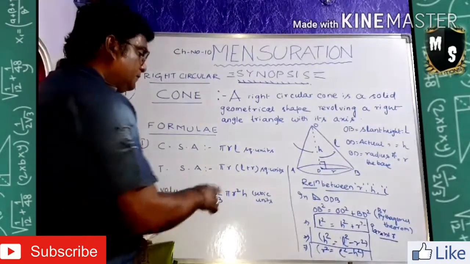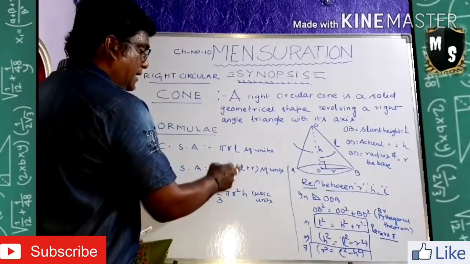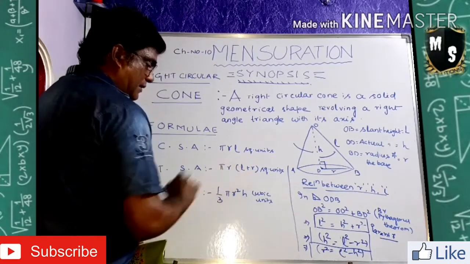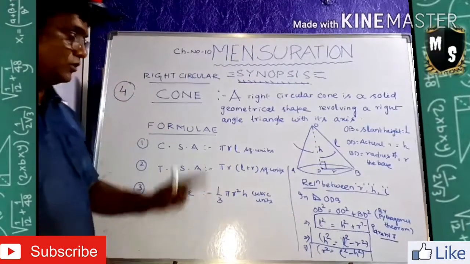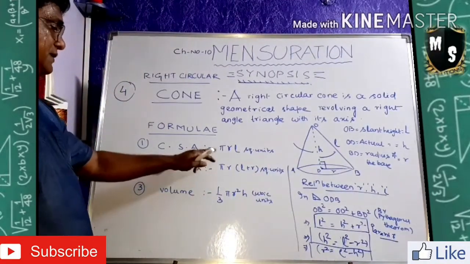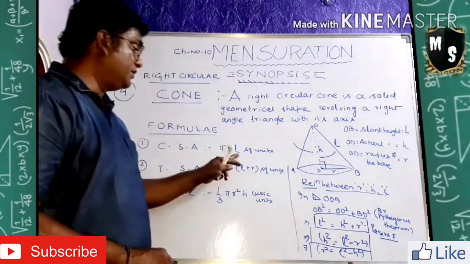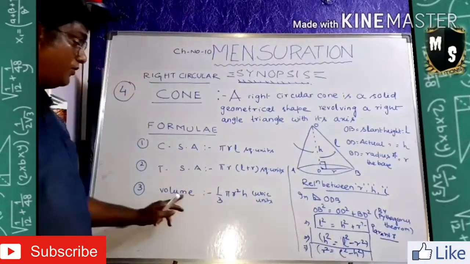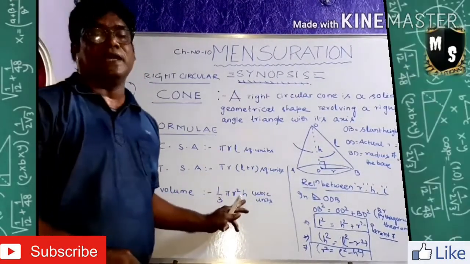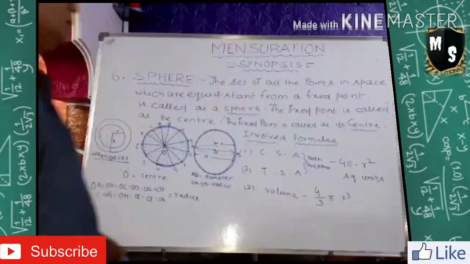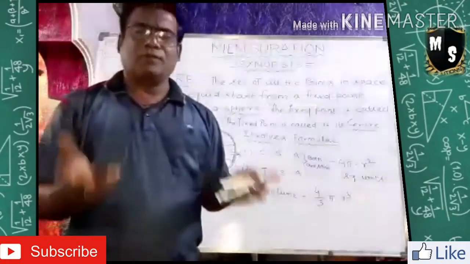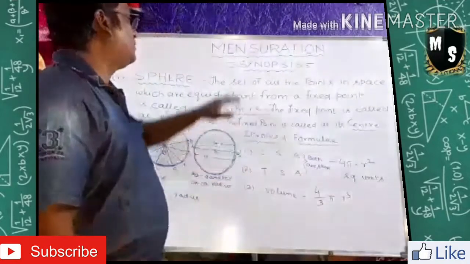Look at the thing. In these two formulas, L and R are there. But in the final formula, volume, H is there, the actual height. So don't be confused, it will be easy for you. In CSA and TSA, you are dealing with L and R. But in the final volume formula, you are dealing with the actual height of the cone. I hope you understood it. Thank you.